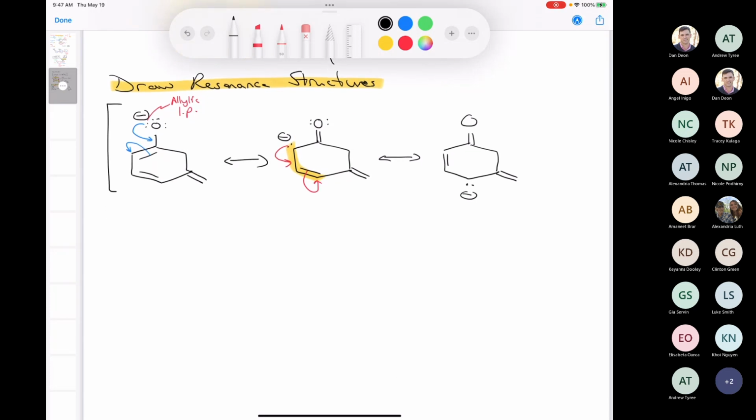There's one more resonance structure I can draw, isn't there? Because we have another allylic lone pair now, which is right here. Right? We're just looking for allylic lone pairs. So I'm going to take that lone pair. I'm going to make a new pi bond. I'm going to break this pi bond, and I'm going to put the pair of electrons on the carbon that's outside of the ring. And so I end up with something that looks like this. There we go. And just like that, we're done. We've drawn all of the resonance contributors for this compound just by looking for allylic lone pairs.